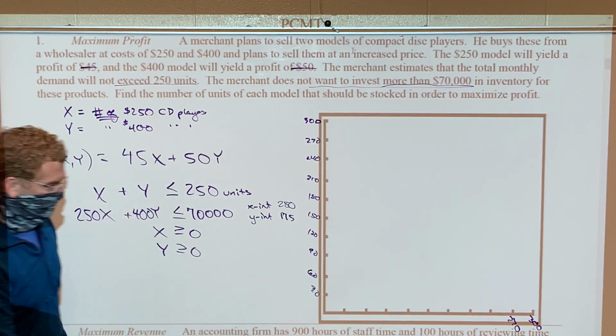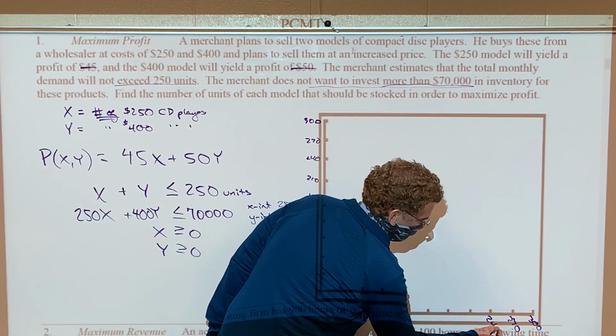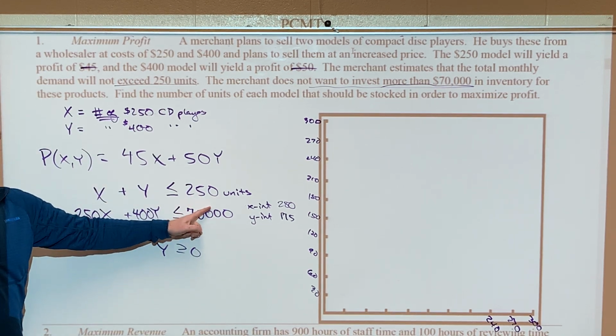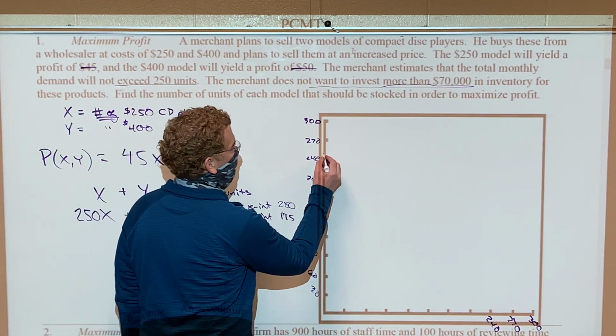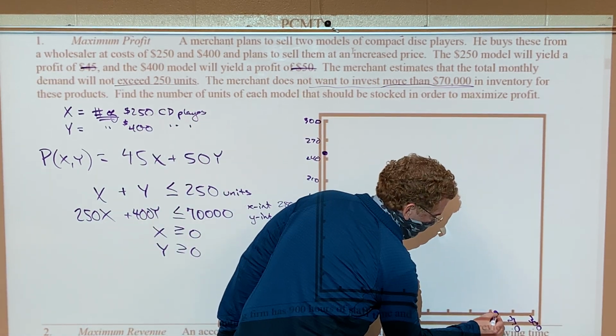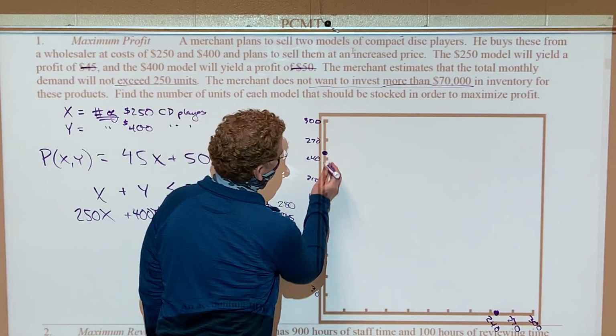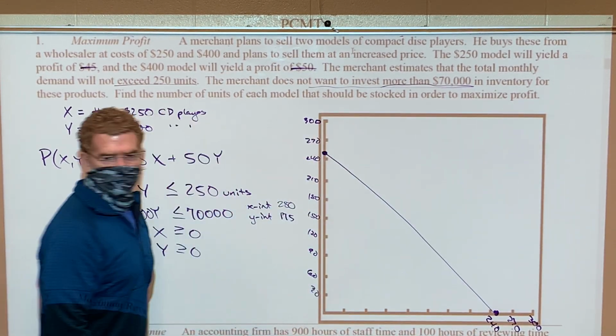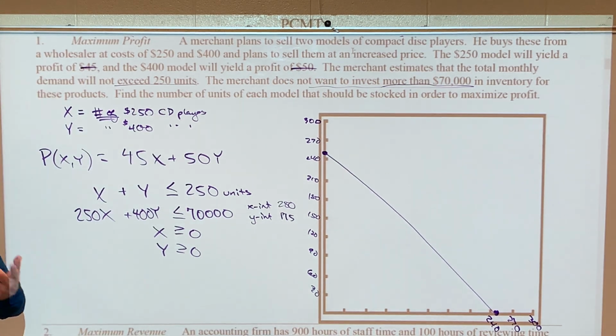So you said 270, 240. So you said this one had X and Y intercepts of 250. So I'm going to go up to 250, which is a little bit bigger than this. And I'm going to go to 250, which is a little bit bigger than that. And I'm going to do the best I can at drawing this line. But it's not super important that it's perfect because you're going to be using algebra to solve where they cross.